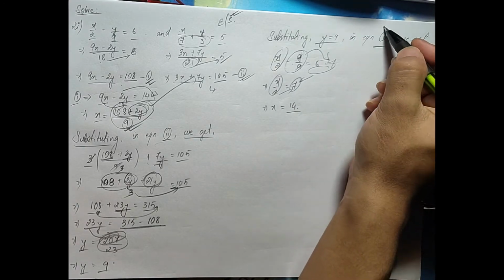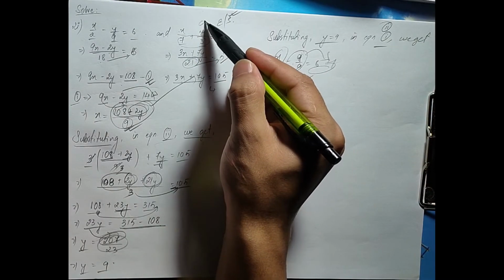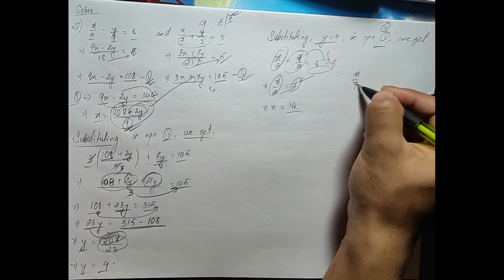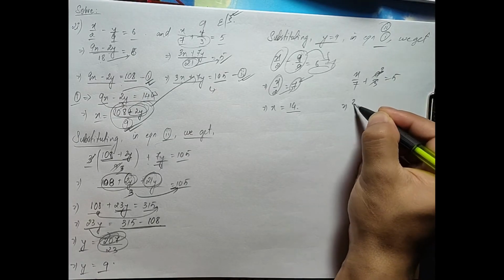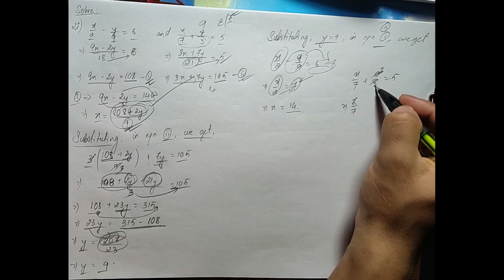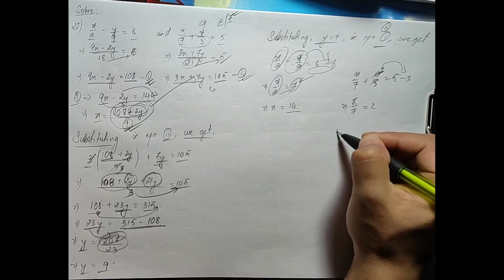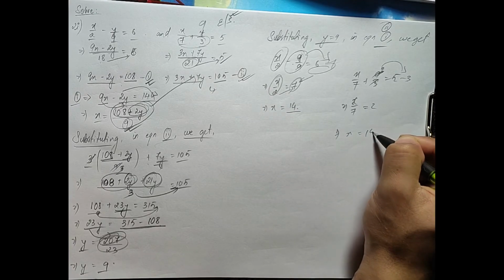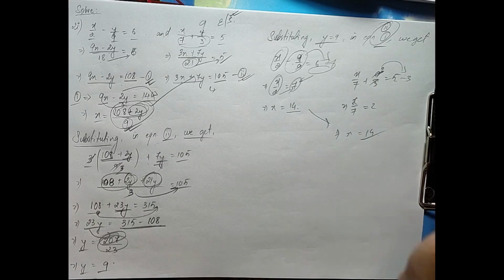Now, you may substitute this in equation 2 also. If you substitute here, x by 7 plus 9 by 3 is equal to 5. So if you cancel, you get x by 7 plus 3. This 3 goes this side, becomes minus 3. 5 minus 3 is 2. So x will become 14. So clearly we see that it doesn't really matter whether you substitute in equation 1 or 2. The value is always the same.